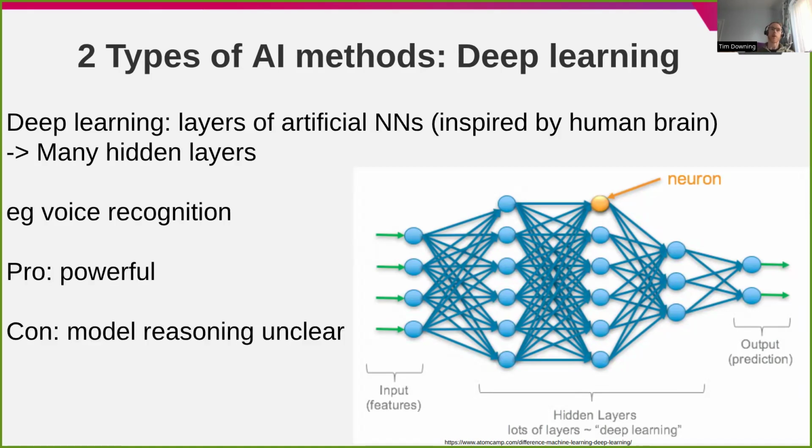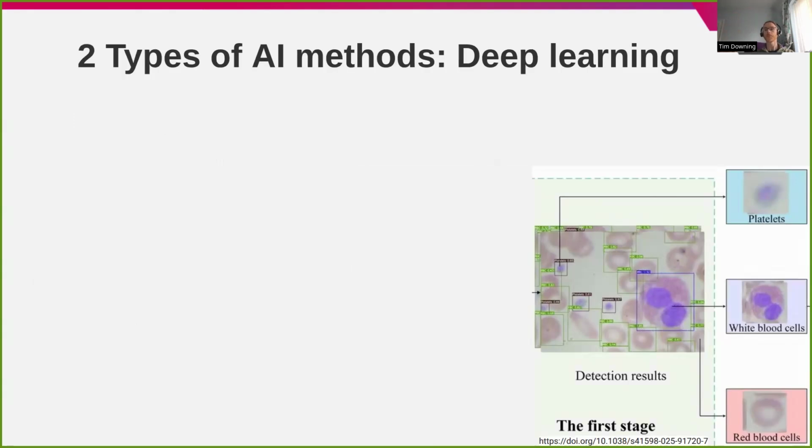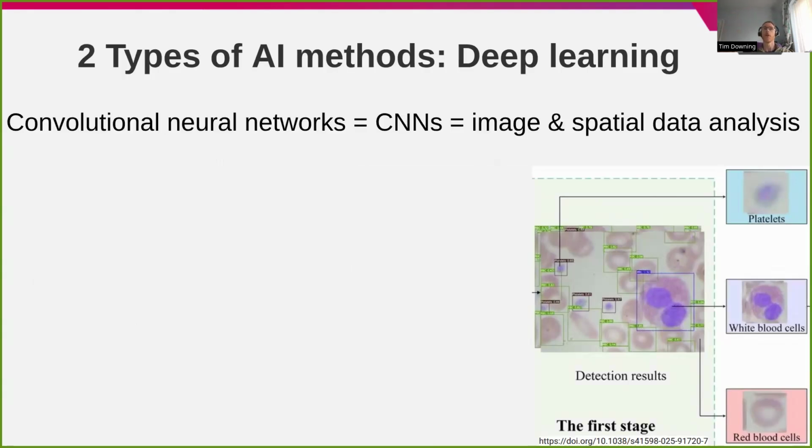So this is very powerful, but it's unclear on a model basis for differentiating between cars and not cars. You need a lot of data for this. You're talking about millions of data points. An example of this is convolutional neural networks, which can be very effective at image and spatial analysis.